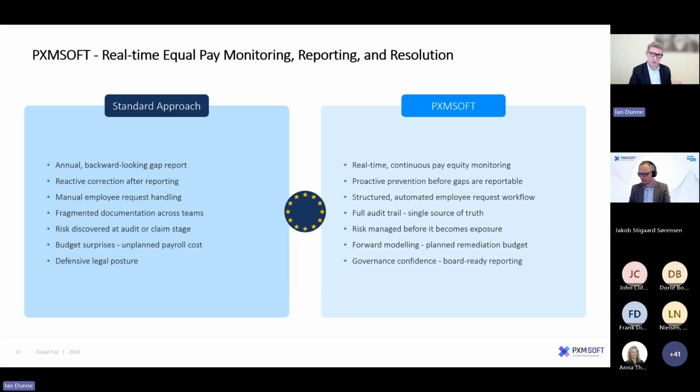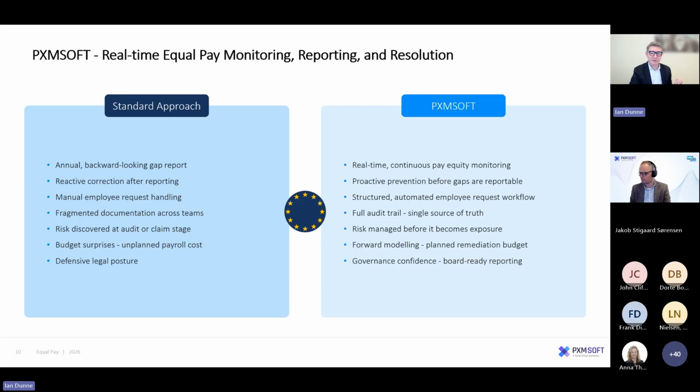It gives you a structured, automated workflow for employee pay information requests, which, as you see, will take a significant amount of time investment. And it gives a full audit trail with the documentation. So every response is time-stamped, consistent, and defensible. So the risk is managed before you see the actual exposure. And we think that the forward modeling, so your remediation budget is planned and not a surprise, is a key feature of what we give overall. I think overall, the board readiness governance reporting enables your leadership team to have the confidence that they need to know what's going to happen here. So this is not going to be a surprise.